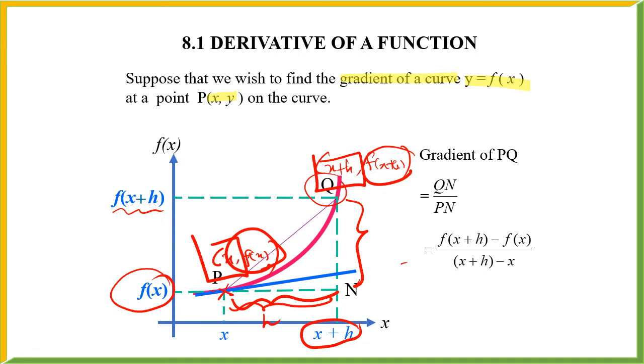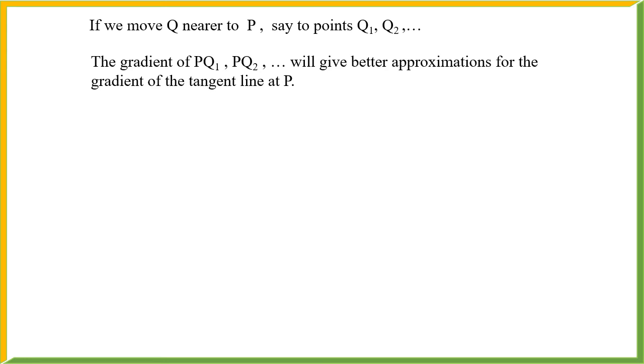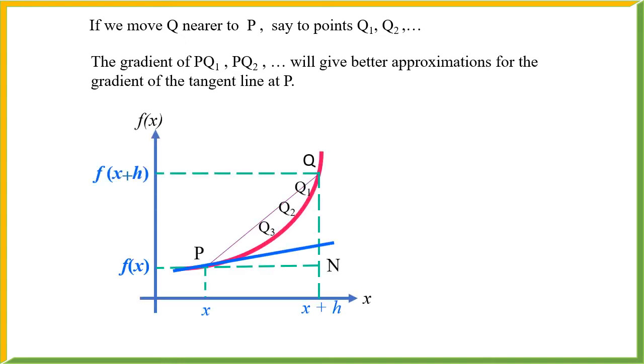So what is this? For the denominator, we can simplify it as h. Why? x minus x will be cancelled out, and we are left with h. So this is the gradient. Why is this connected to the limit? Let's see. If we move Q nearer to P, say to Q1, Q2, and so on, the gradient of PQ will give a better approximation for the gradient of the tangent. It will be this here, here, here. So the gradient is getting better.